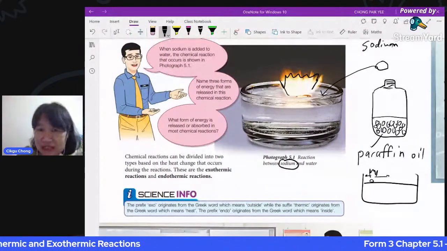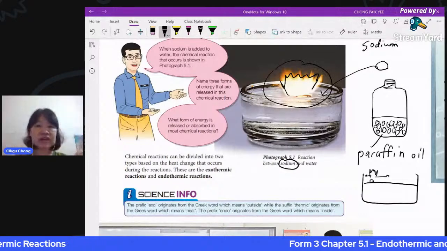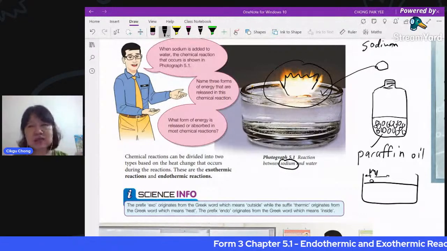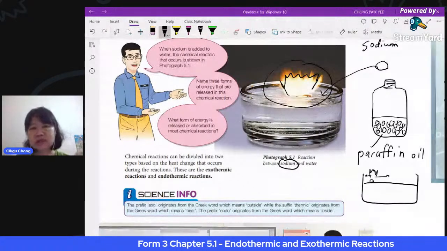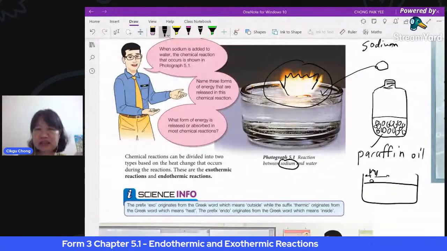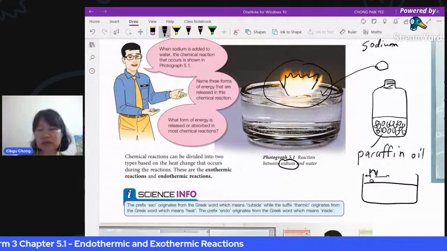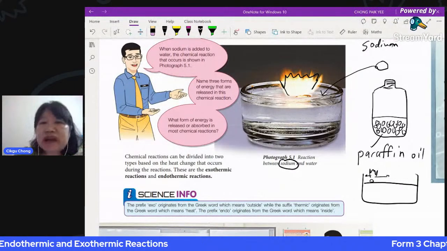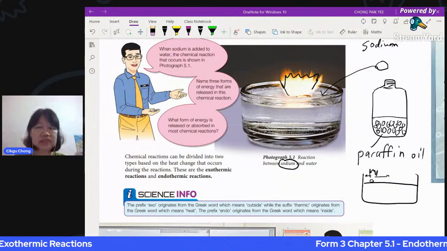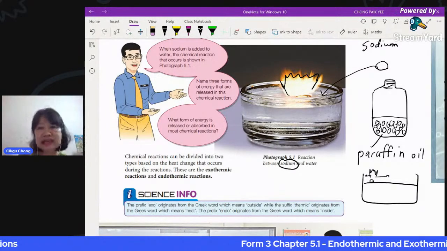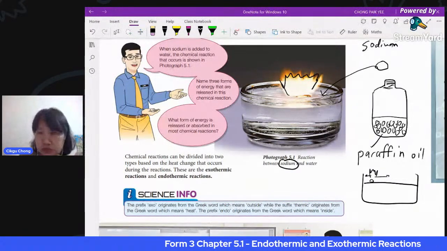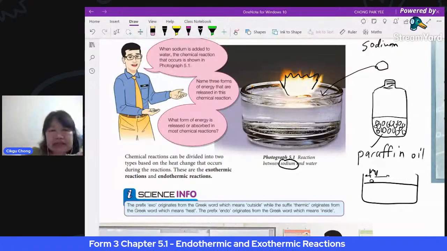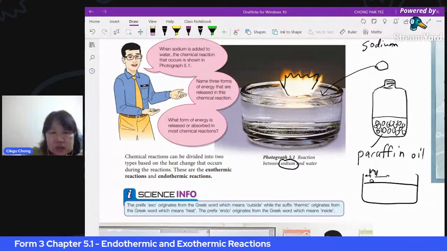So when you see fire and hear a sound like a small explosion, you can see that there is heat release. You see the heat, isn't it? Because you see the fire. When you see something burning, it's actually producing heat. So this kind of reaction, which produces heat, is known as an exothermic reaction.